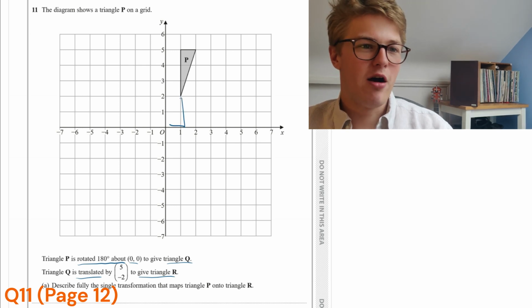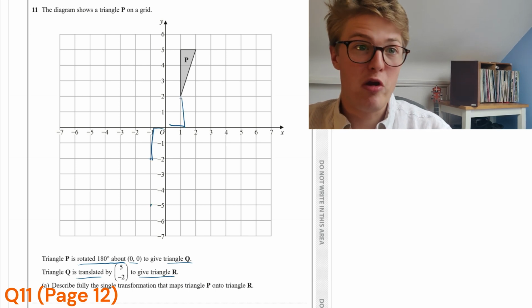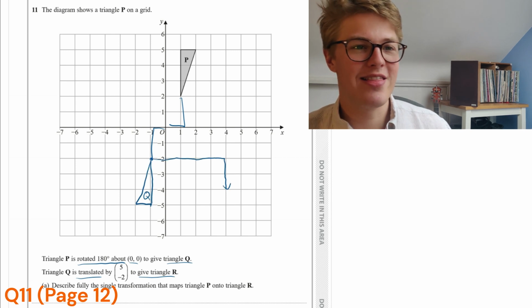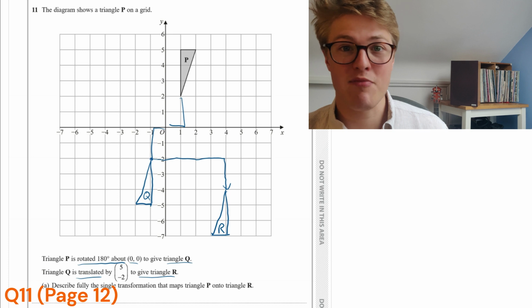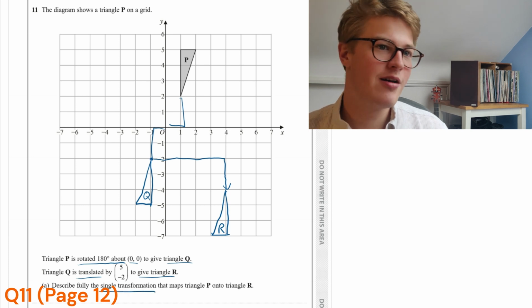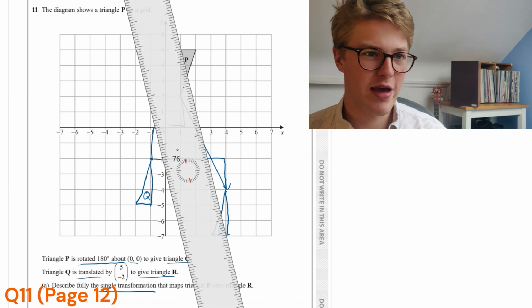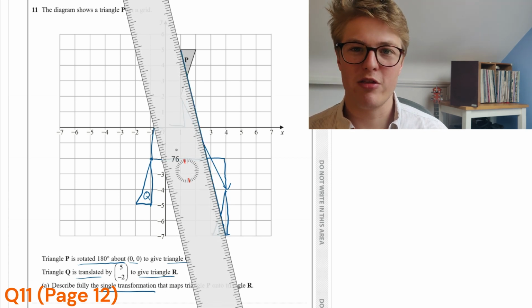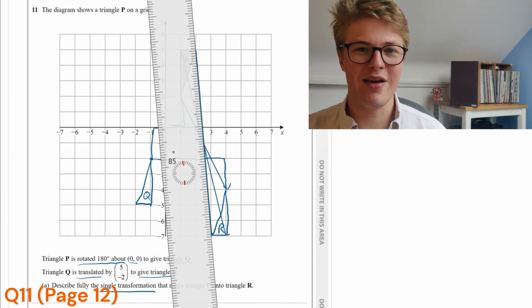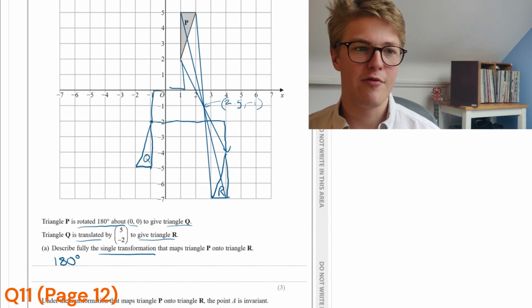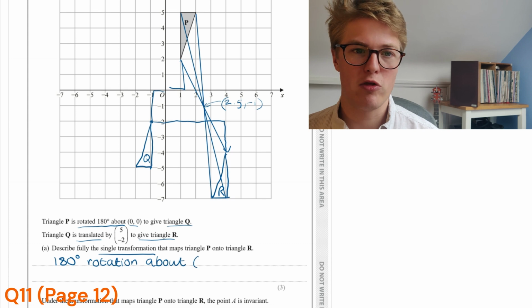We need to rotate 180 degrees about the origin to give us Q. So we draw that out and we end up with the triangle you see here. We then need to translate it 5 to the right and 2 down because we're given that vector in the question to get R. So we can see that we've rotated 180 degrees, but we need to find the centre of rotation. We draw lines between each of the points of the triangle and find the point that is invariant.